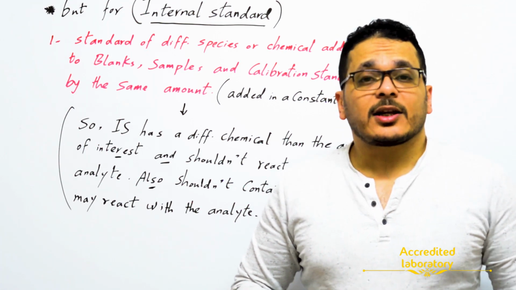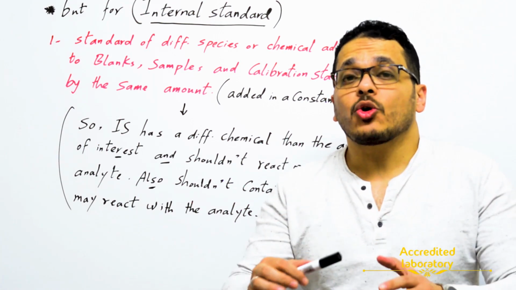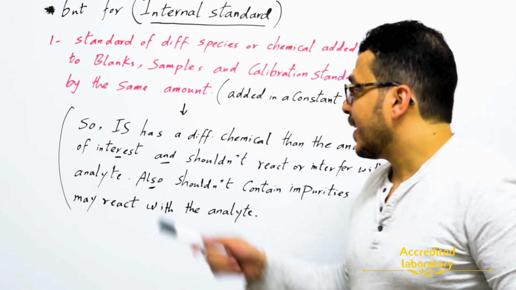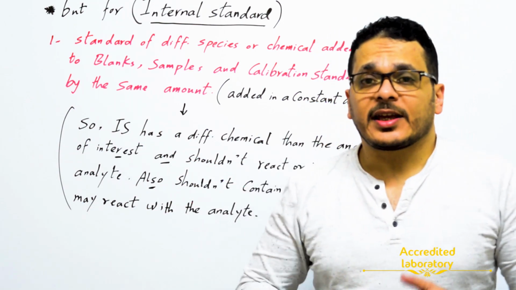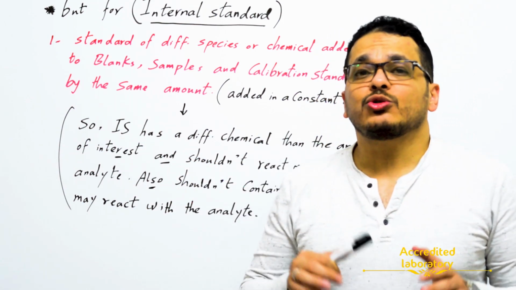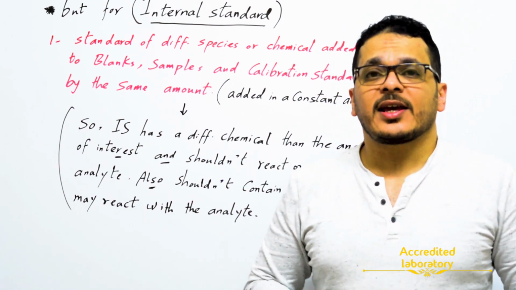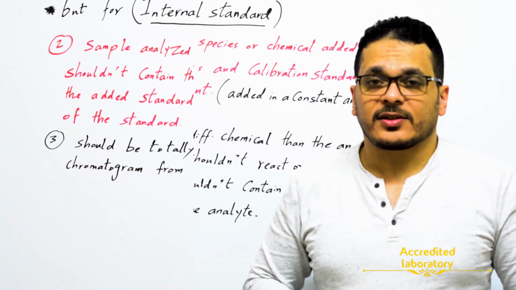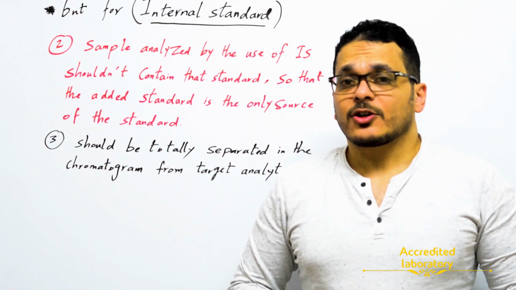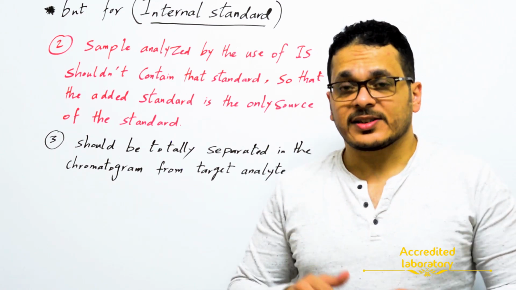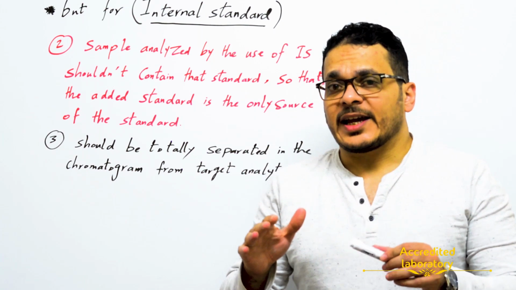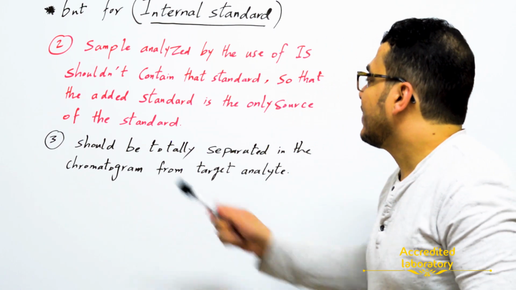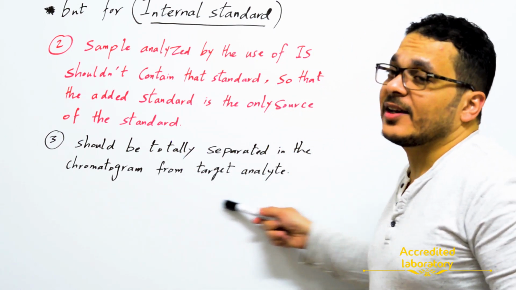But an internal standard is a standard of a different species or chemical that is added in a constant amount to blanks, samples, and calibration standards. So the internal standard is a different chemical than the analyte of interest and should not react or interfere with the analyte of interest. It also should not contain any impurities that may react with the analyte of interest. Also, samples analyzed using an internal standard should not contain this substance in their composition, so that the added standard is the only source of that standard, and it should be totally separated in the chromatogram from the target analyte.